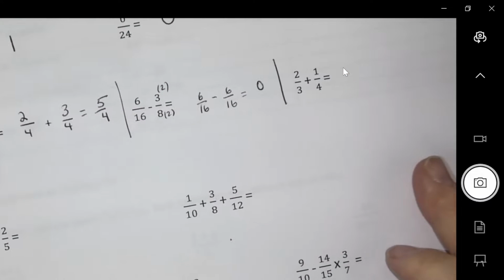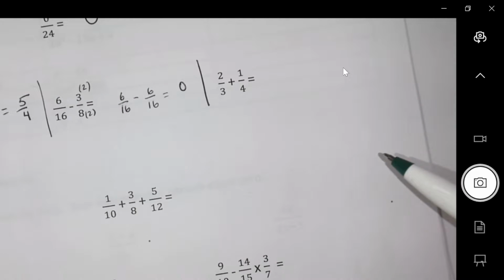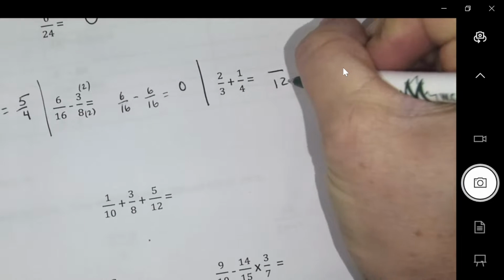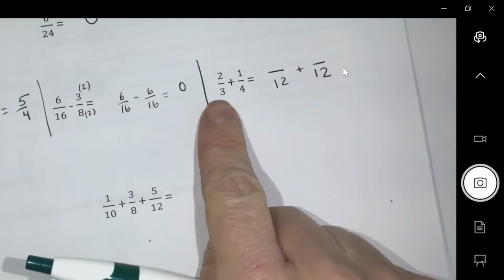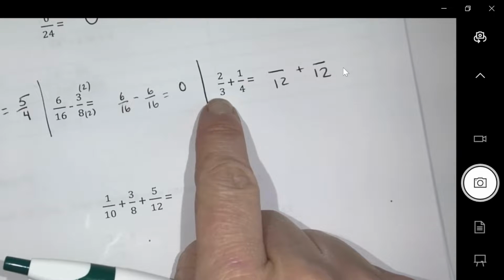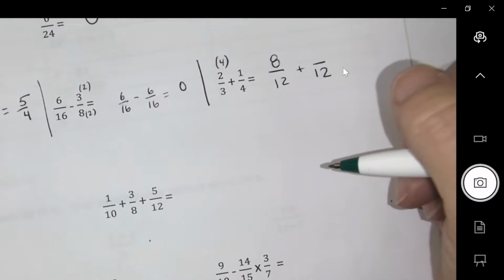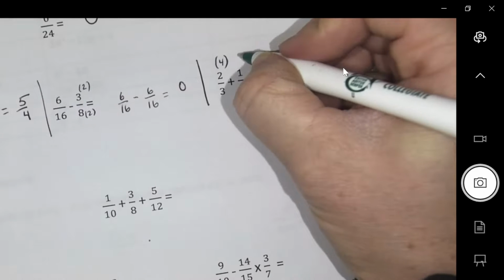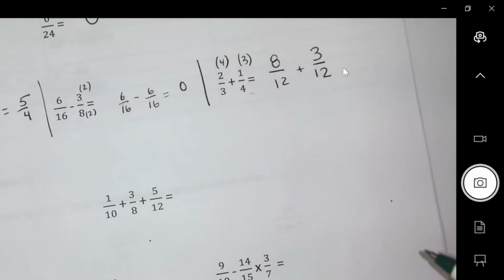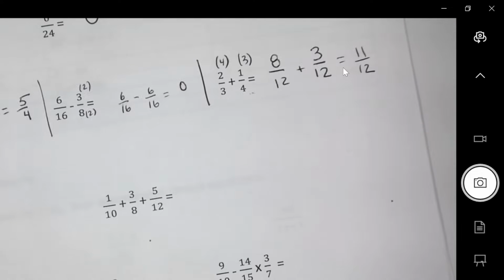Okay, the next one. We have a 3 on the bottom and a 4 on the bottom, so multiply by 4 and multiply by 3. What's the number that you're picking to be the common number? 12. Okay, so to change this fraction, it's going to get multiplied by 4, so that's going to turn into an 8. To change this 4 on the bottom, I'm going to be multiplying by 3, so that becomes a 3. So 11/12 is your final answer.